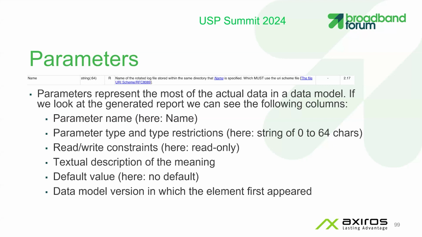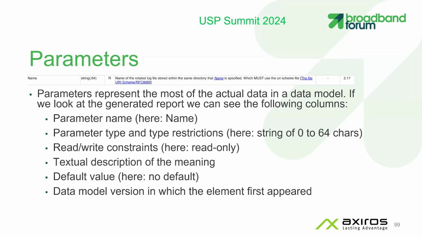Then we can have read and write constraints. So that would basically mean something that is provided by the implementation itself, or something that can actually be written by a TR-069 ACS or USP controller. Then we have a description of the meaning. So usually you can see the blue stuff is links. They typically refer to the bibliography, or they refer to other parameters that control their use or define their meaning. Then there can be a default value. So in this particular case, there's no default, or there's an implicit default. That also exists for string. The default is usually an empty string, right?